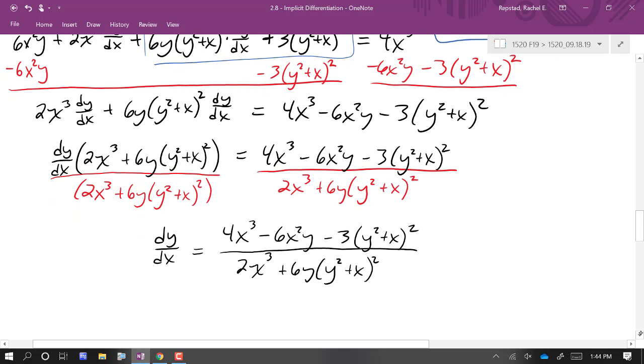This is really about as far as I would go. It is not necessarily any simpler to square this out and expand everything. I don't think you'll end up with any like terms, maybe one or two, but it'll look almost uglier if you do that. So I would leave it like that.